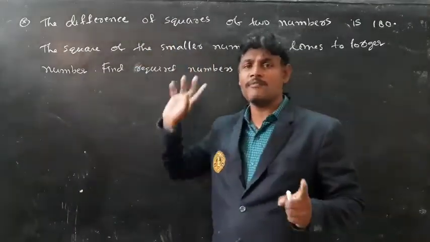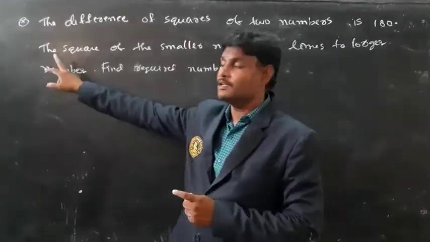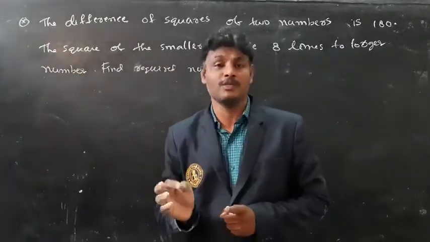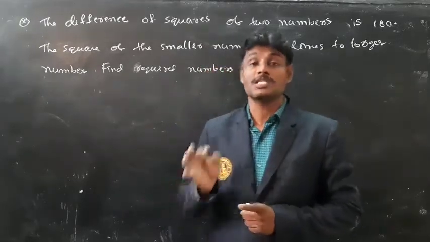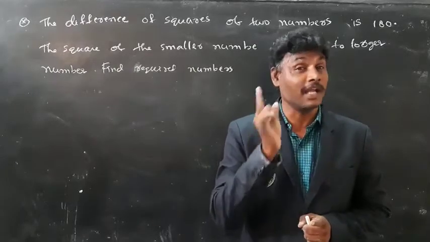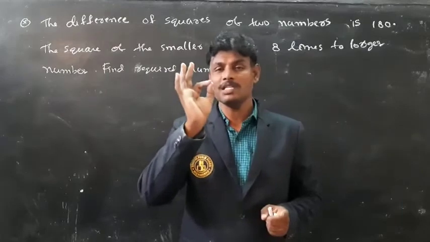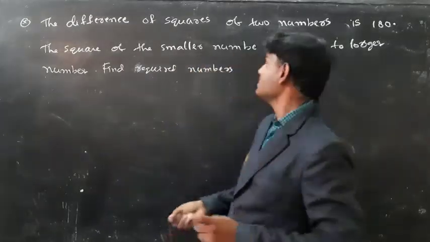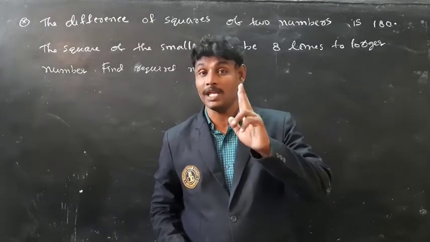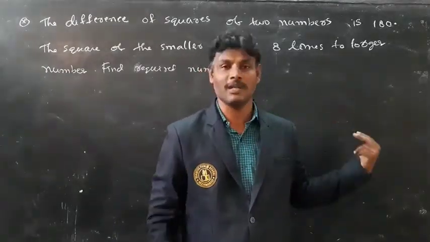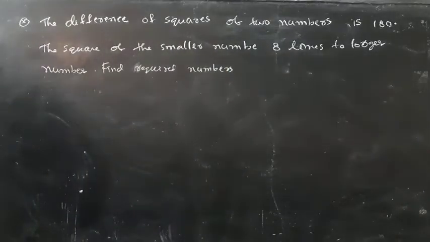The difference of squares of two numbers is 180. In the two numbers, one is a smaller number and one is a larger number. The square of the smaller number is 8 times the larger number. Here two numbers are there. So find the required numbers.